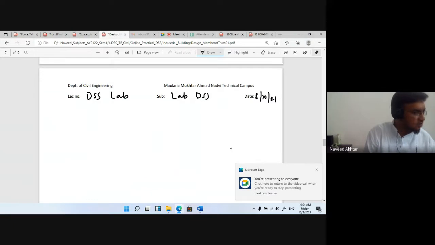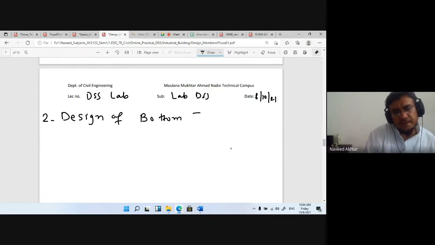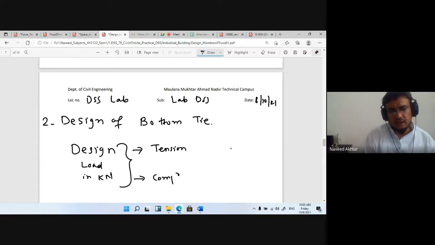So now again we will write down the design of the bottom tie, the second type of member. Design load for the bottom tie, load in kilonewton. How much is it in tension, and how much load is there in compression?